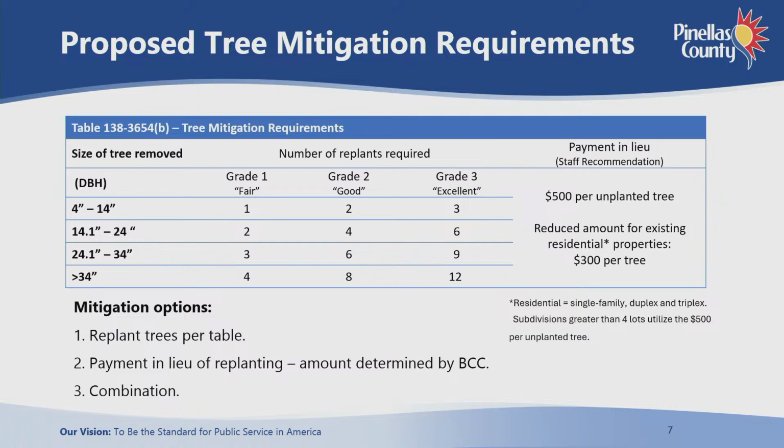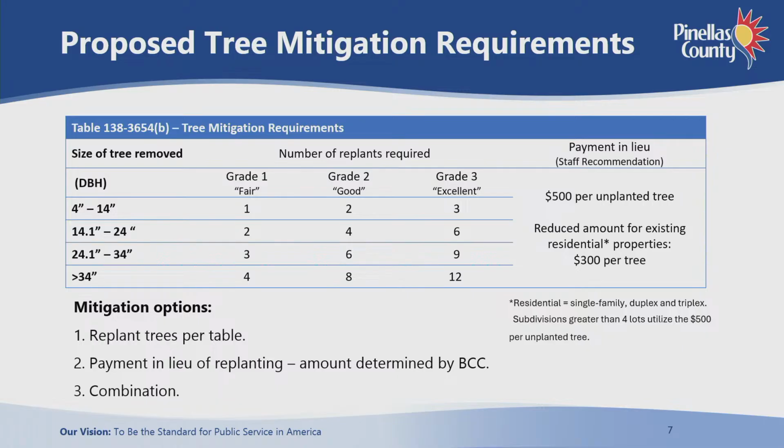This slide also goes through the various options that property owners have to comply with these mitigation requirements. They can replant all the trees on the same site. They can make a payment into the tree bank in lieu of replanting, or they can choose a combination of these 2 options, which is the most common outcome selected by most property owners. The payment in lieu rates are set by the Board of County Commissioners. Based on our review of some comparable jurisdictions' codes, we have proposed a $500 per unplanted tree rate, with a lower rate for existing residential properties that are more constrained as far as replanting requirements.